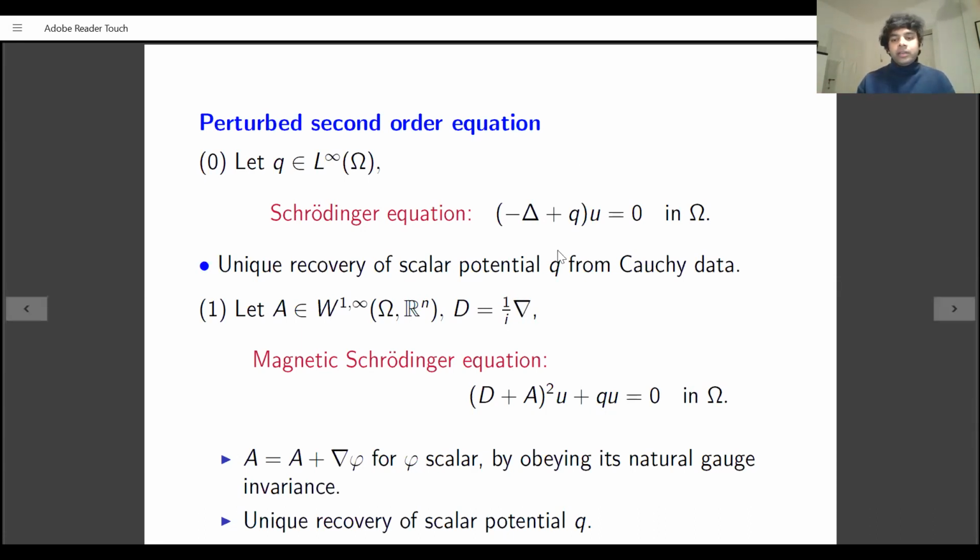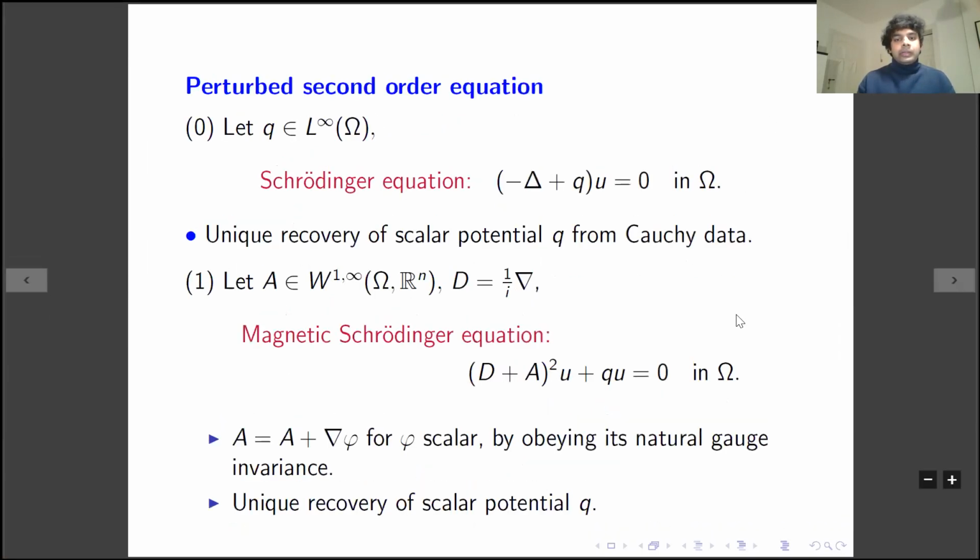The next problem we consider is the magnetic Schrodinger equation, that is, (D plus A) whole squared U plus QU. Here A is a magnetic field, so it's a vector field, and we also have the scalar field Q, which is the potential. Now in this case, we cannot determine Q and A uniquely. We have a natural gauge invariance: A goes to A plus grad phi.